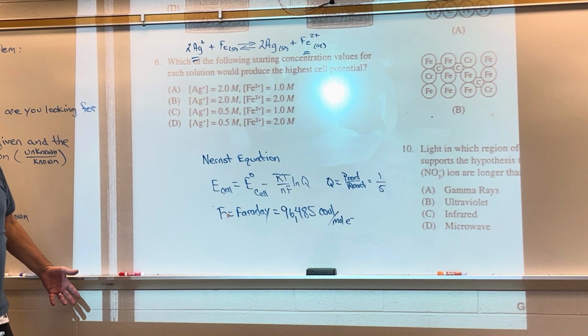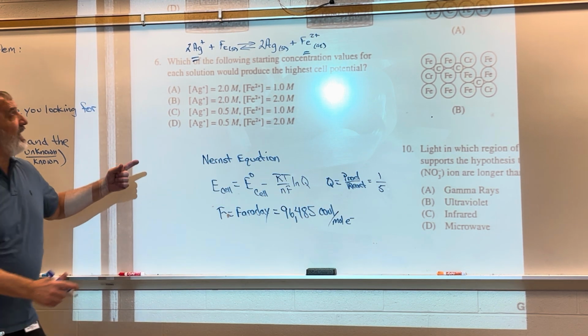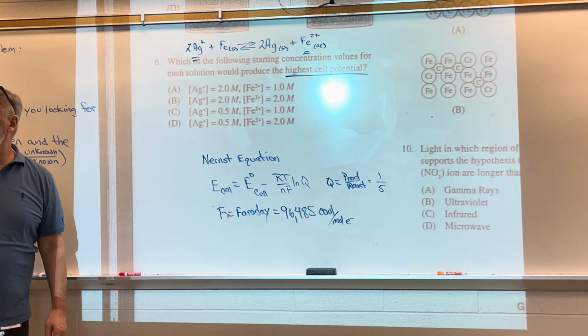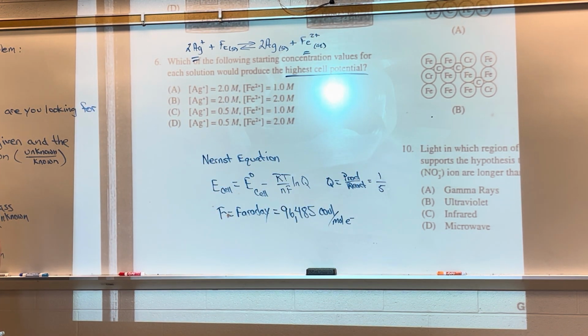So, which one am I going to have? I want the highest cell potential, so what do I want the most of? Reactant. I want the most reactants, right? So I want the highest concentration of reactants and the lowest concentration of products. I want that Q to be the smallest decimal, I guess I should say, the smallest decimal.